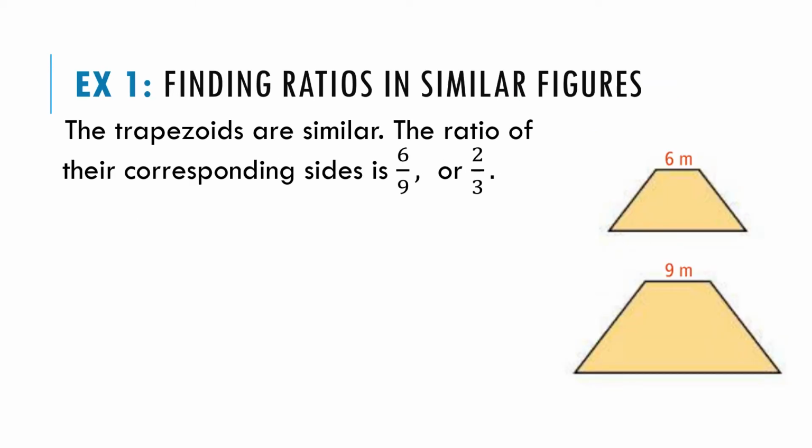Okay, so I'm going to show you a couple of examples here. The first one is just how do we find the ratios, and not what they're useful for. I'll mention that in the next slide because they are super useful. But here, just how do we find them? So here it tells us that the trapezoids are similar. The ratio of their corresponding sides is 6 over 9, which simplifies to 2/3. So this number, let me change this to red, is actually our scale factor, right? It's just the ratio of the sides.